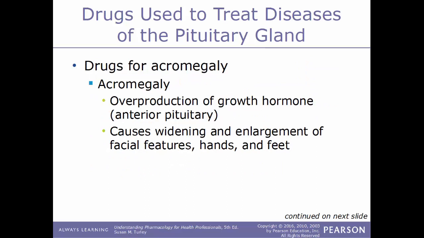If too much growth hormone is produced, then you get a condition called acromegaly. This causes not only extreme height, but you also get a widening and enlargement of the facial features, in particular the brow and the nose, and the enlargement of the hands and the feet.